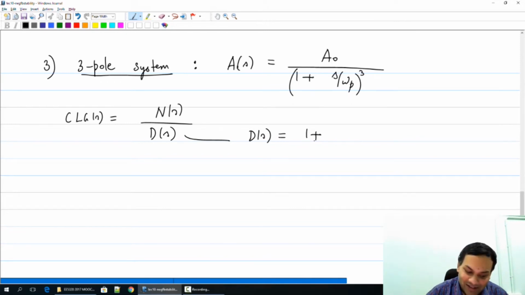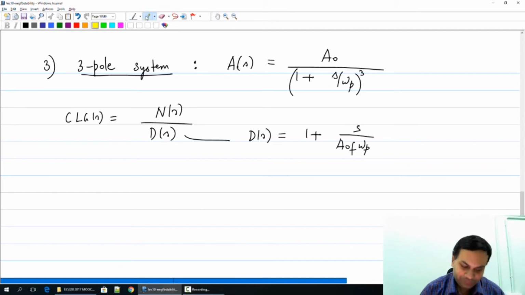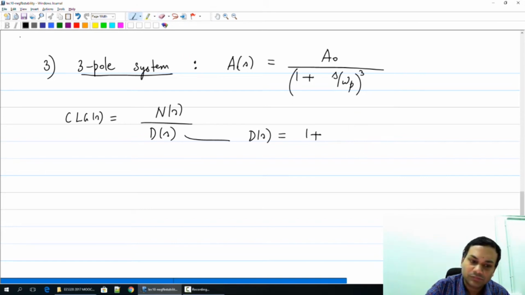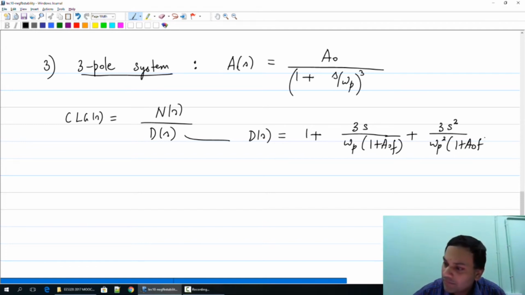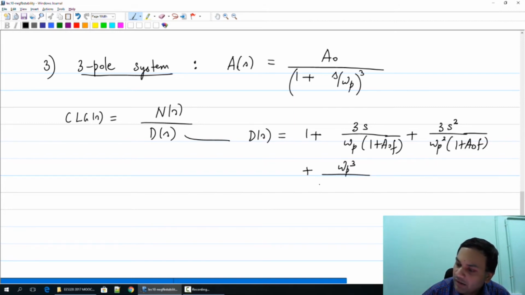So d of s is 1 plus 3s by omega p into 1 plus A naught f, plus 3s squared by omega p squared into 1 plus A naught f, plus s cubed by omega p cubed into 1 plus A naught f.